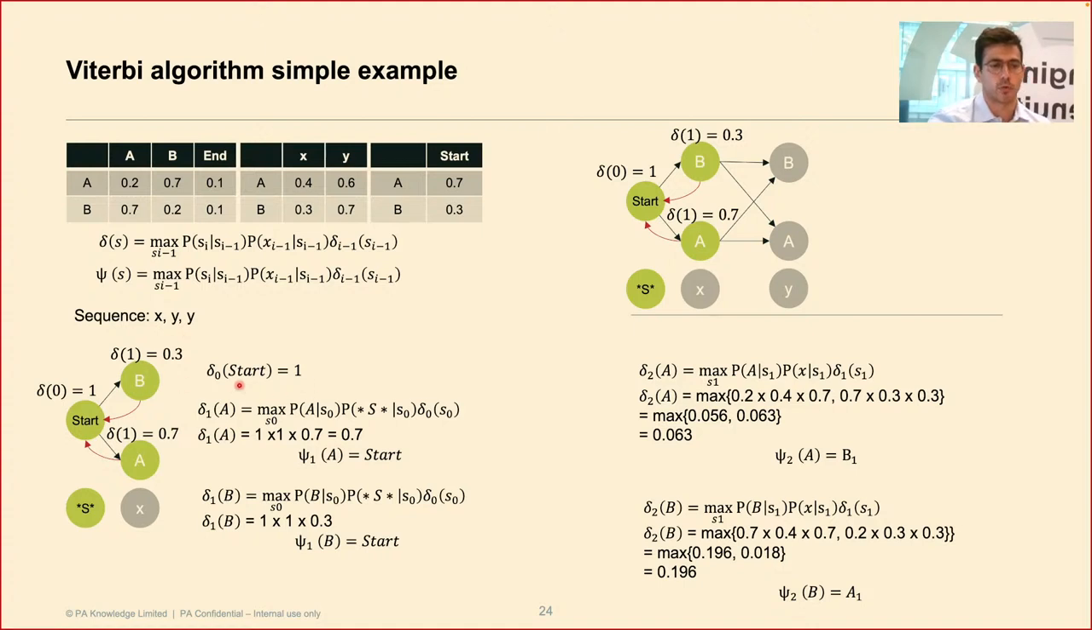In this particular case, usually we have the delta at time zero from the start hidden state B equals one. And then the only thing we have to do is take the formula and start applying the probabilities that we have already. So for the first one, we're looking for the delta at time step one for the hidden state A. It is the maximum of the probability of A given the hidden state S0, which is the start here, as we said before, the probability of the observable state S asterisk.